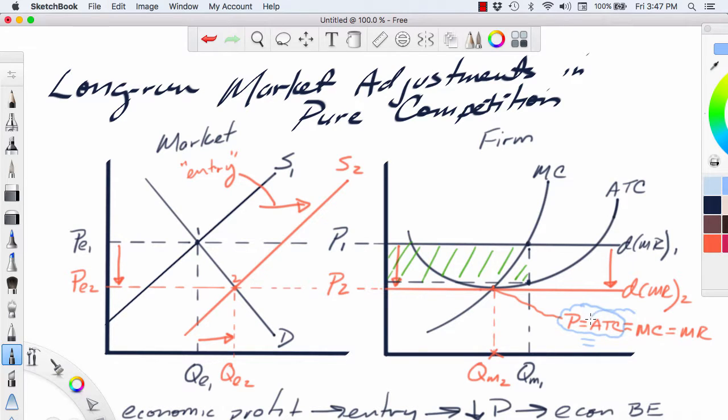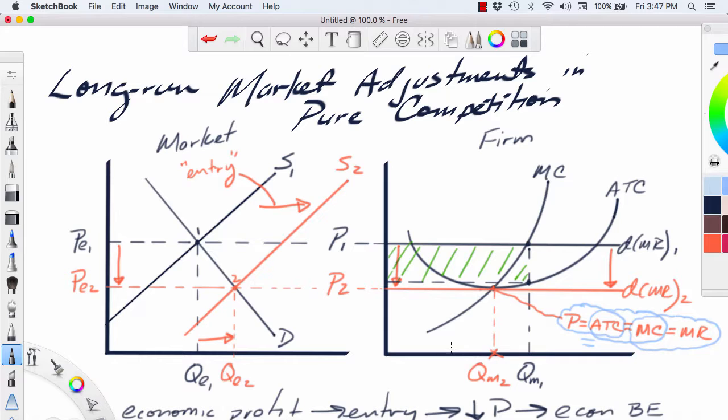Where is the break even taking place? The break even is taking place at the minimum point of the ATC curve, which is very interesting. In the long run, the competitive market generates long run prices that are very, very low, relatively speaking. In fact, so low they're at the minimum point of the average total cost curve. The last point to be noted here is that this is optimal, that there's no better alternative.